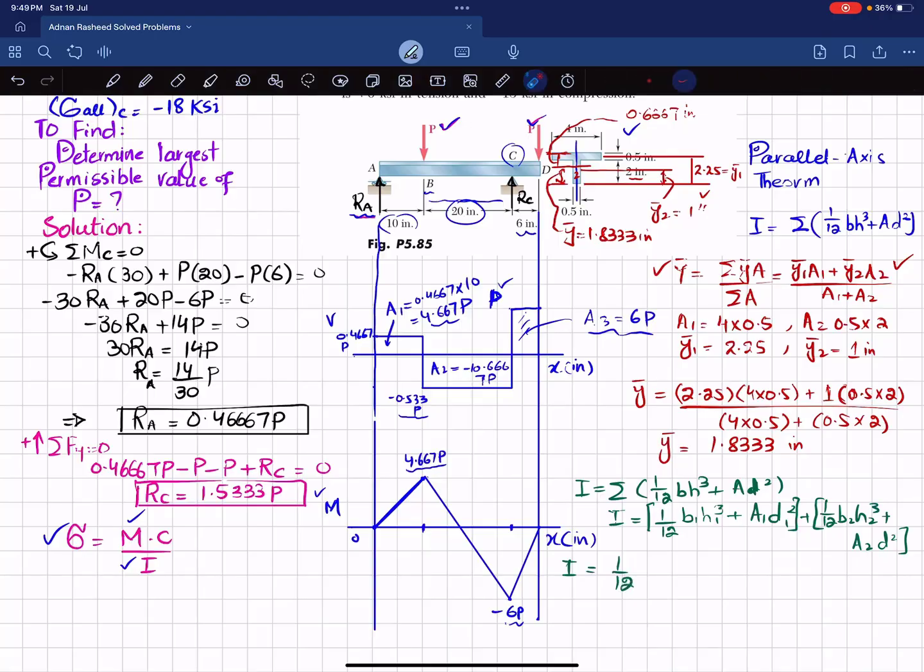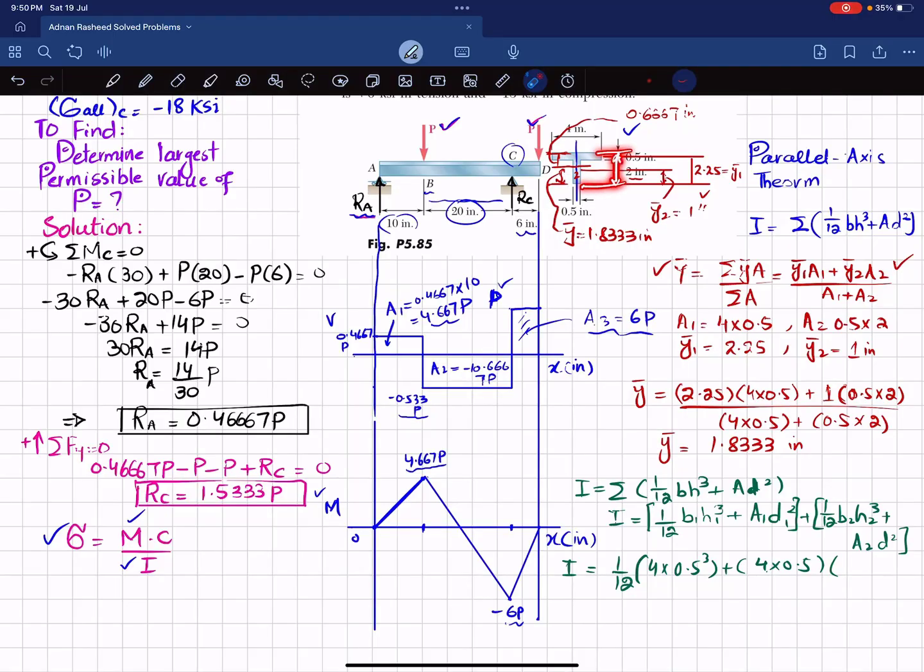So for section 1, you can see that its breadth is 4 and height is 0.5. So I can write it as 4 multiplied by 0.5 cube plus area, which is 4 multiplied by 0.5. And what is D square? So D square is distance from neutral axis till the mid of first section. So this is the neutral axis, and till the mid of this section.